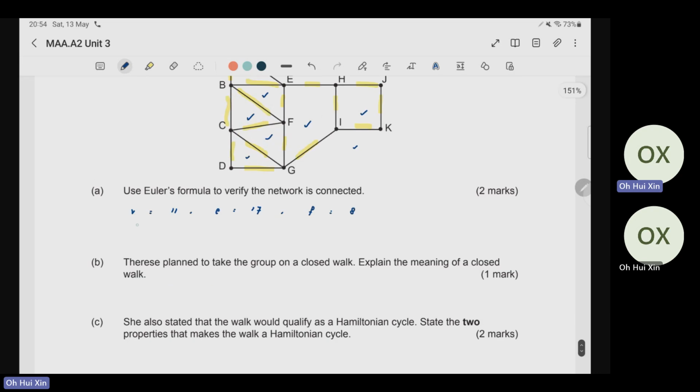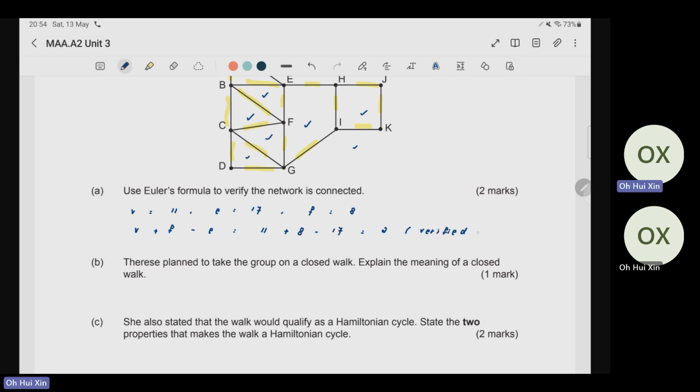Then, same thing, V plus F minus E. You have 11 plus 8 minus E, which is 17. So you can see 19 minus 17 gives you 2. That's why you verify that this is correct.